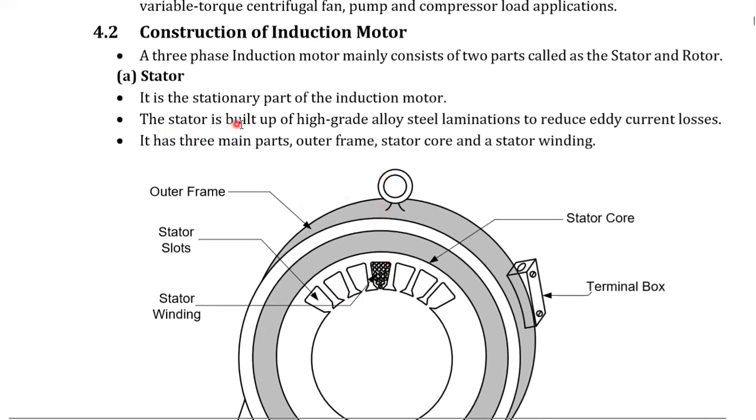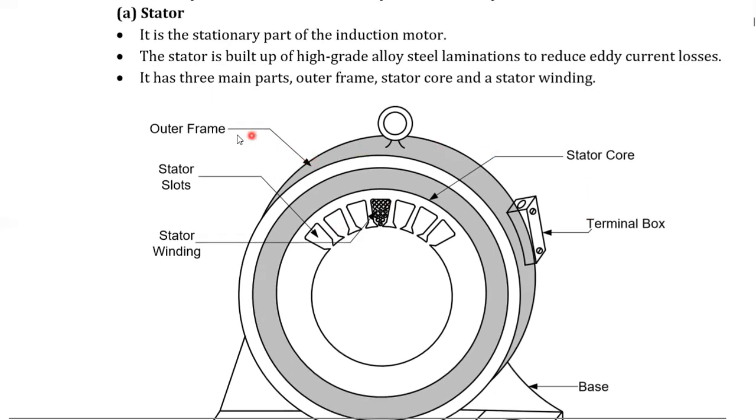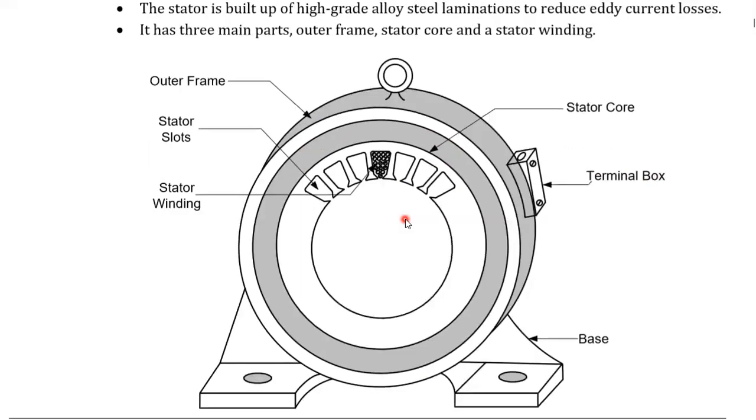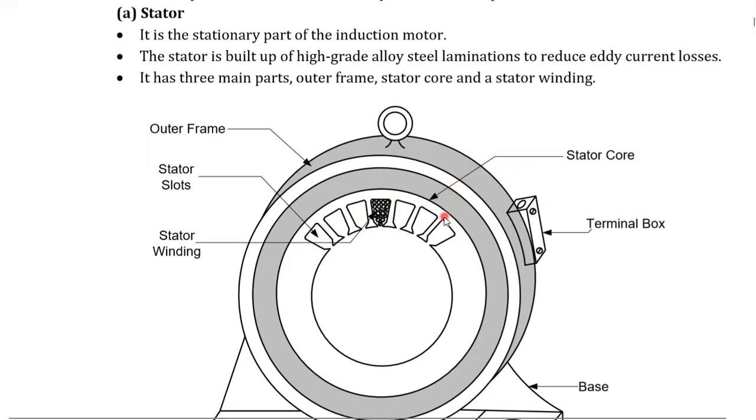The stator is built up of high-grade alloy steel laminations to reduce electrical loss, same as a transformer. There are three main parts: the outer frame, the stator core, and the stator winding. In this stator core, there are different types of slots, and these slots are used to place the winding. This is the terminal box and this is the base. In this way, this machine is designed.